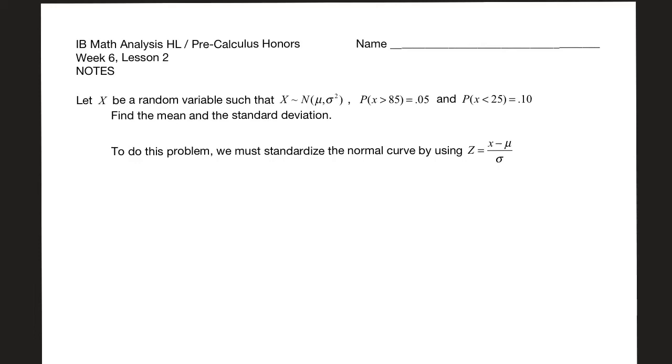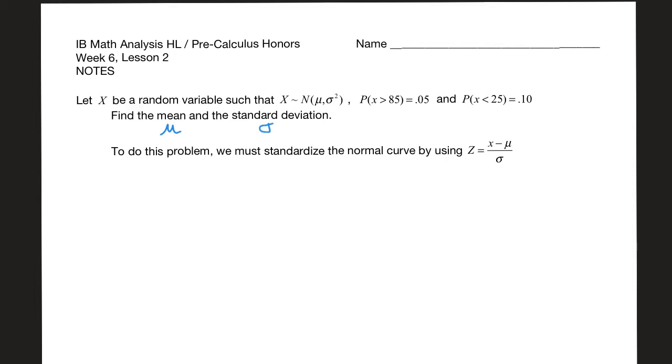Week 6, Lesson 2. Okay, so I'm going to let you read this, and you know some of this notation from the last lesson. The goal here, by the time we're done, is to know what the mean is and what the standard deviation is.